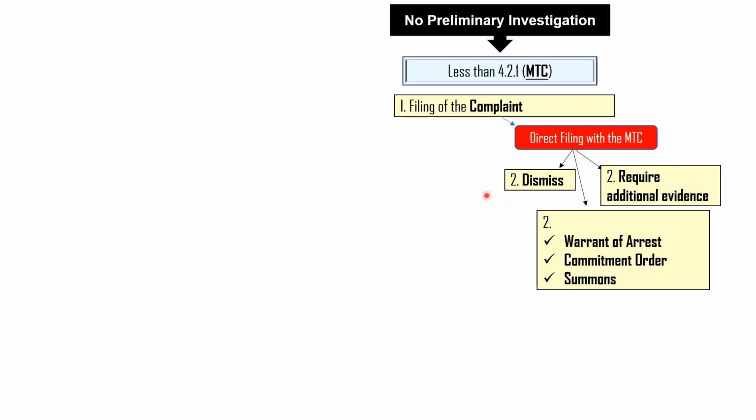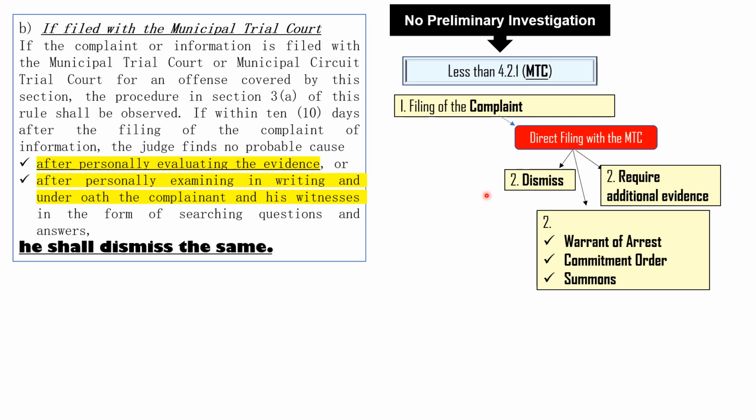So when is there dismissal of the case? If the judge finds no probable cause, then he can dismiss the case. But he can dismiss the case only after personally evaluating the evidence, or if he cannot personally evaluate the evidence, after personally examining in writing and under oath the complainant and his witnesses in the form of searching questions and answers.